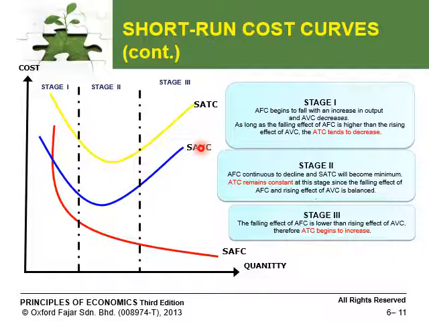Okay, how about the average total cost? Due to the decreasing average fixed costs, which are smaller compared to the increasing average variable costs, the average total cost will also begin to increase because of this reason.